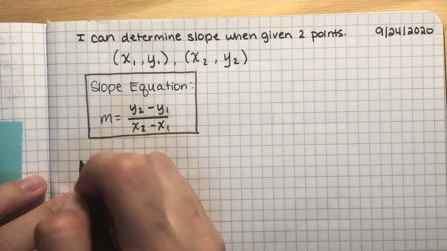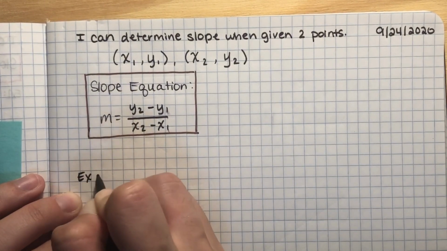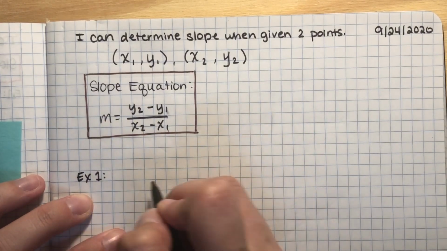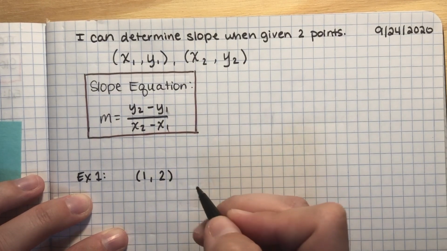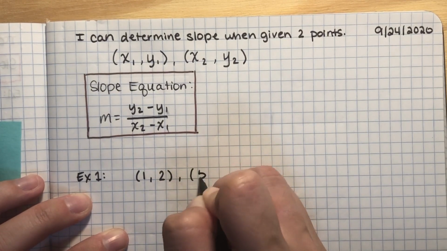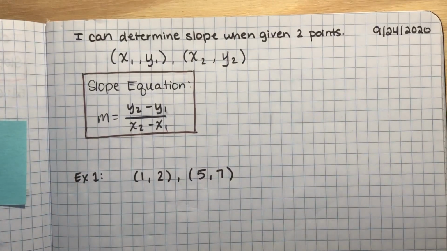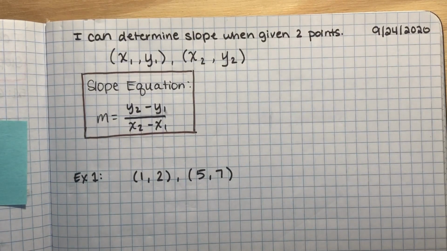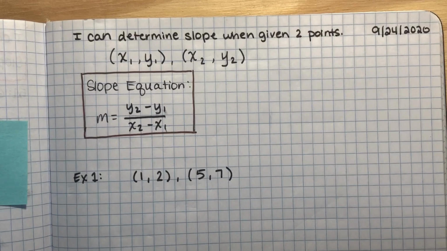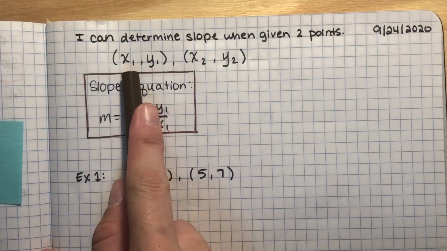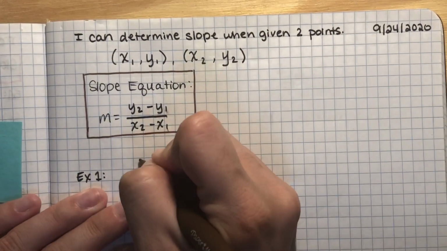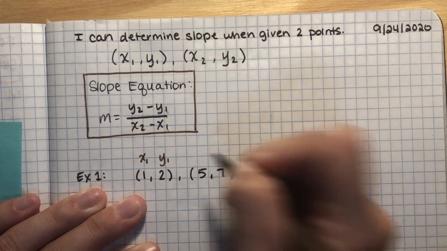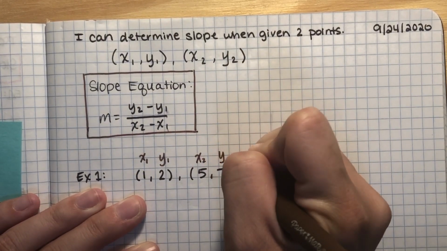So, for example, we might have 2 set coordinate points. So 1, 2, and 5, 7. Those are some possibilities for our points here. If we line this up with what we are familiar with from the top, x sub 1, y sub 1, x sub 2, y sub 2, we have x sub 1, y sub 1, x sub 2, y sub 2.